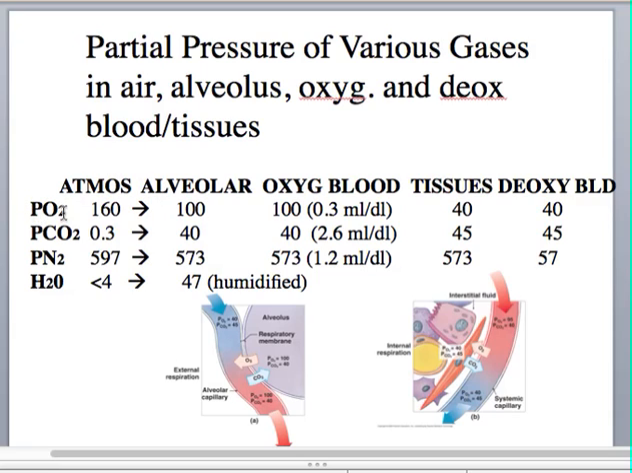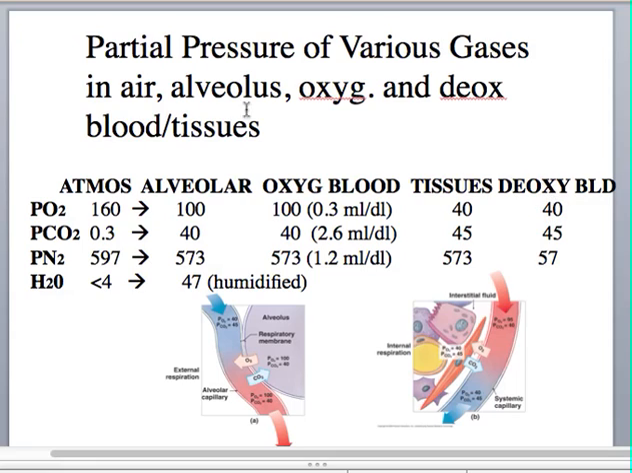So you've got the partial pressure of oxygen in your atmosphere, and then the oxygen will get into your alveolar air in the alveolus, and the partial pressure is about 100 at this point. It starts out at 160 in the atmosphere. In your alveoli, it's about 100. In your oxygenated blood, it's about 100. And then by the time it gets to your tissues, there's only about 40 partial pressure. And in your deoxygenated blood, there's only about a 40 PO2.